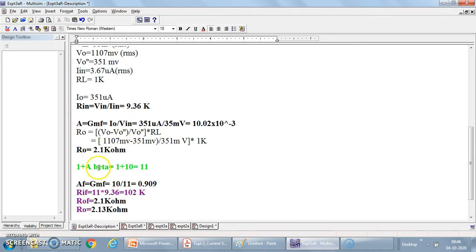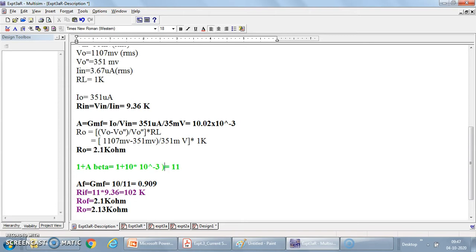So beta I have taken as 1k. 1 plus A beta: what is the value of A? A is 10 into 10 raised to minus 3, multiplied by beta, which is 1k, that is 10 raised to 3. So actually its value is 1 plus 10 into 10 raised to minus 3 multiplied by 10 raised to 3 because of the 1k. I have not written very much detail, so to avoid the confusion I will write it out.